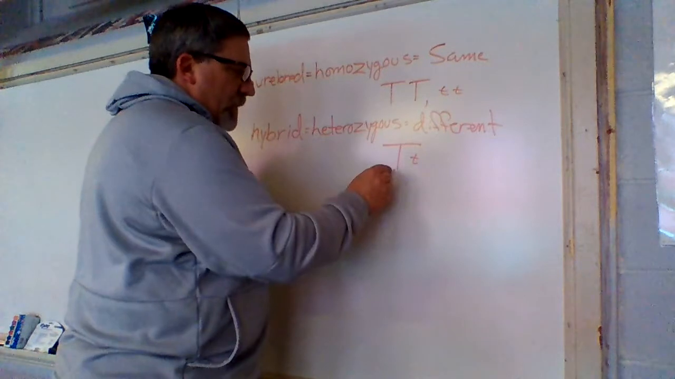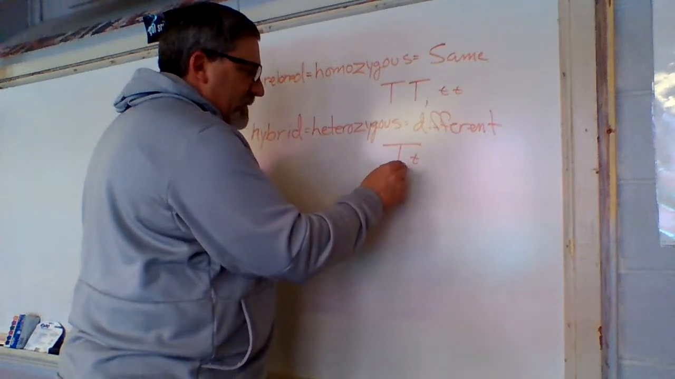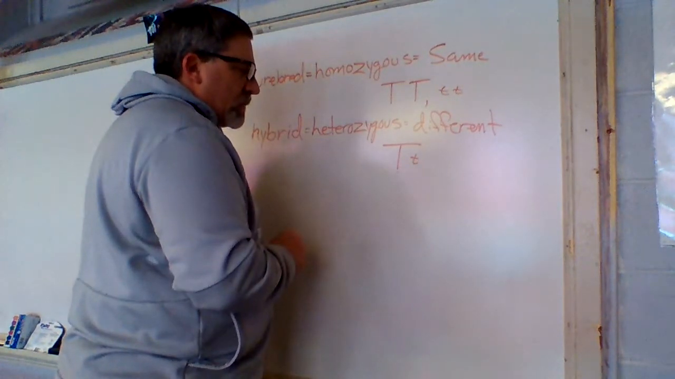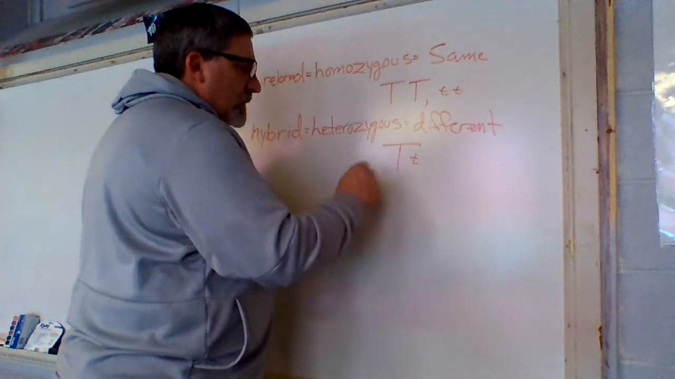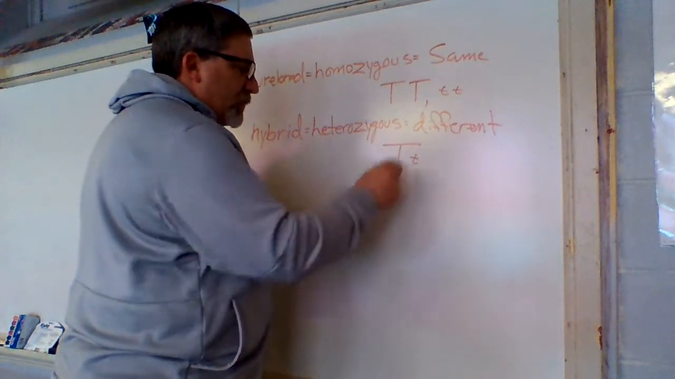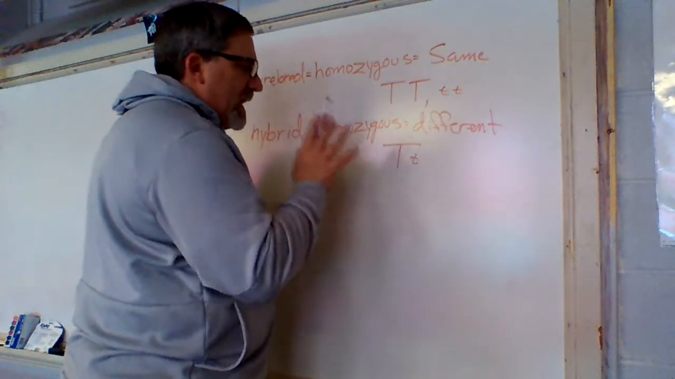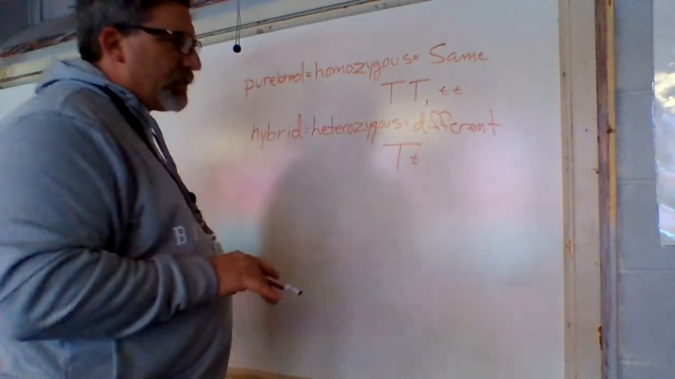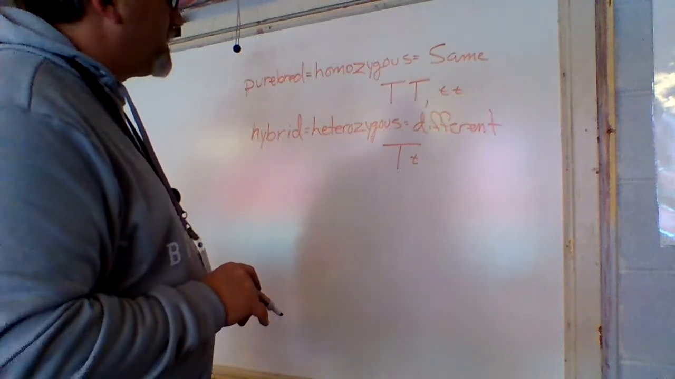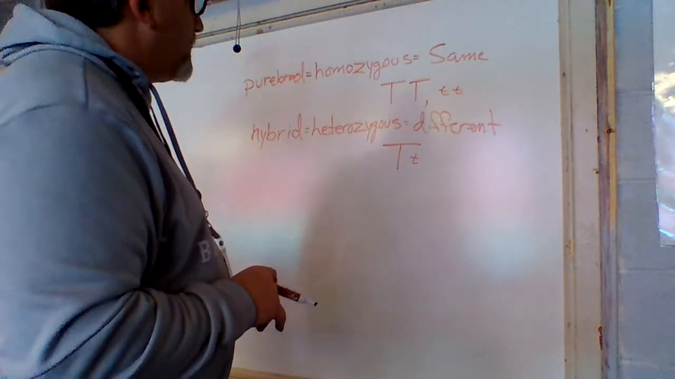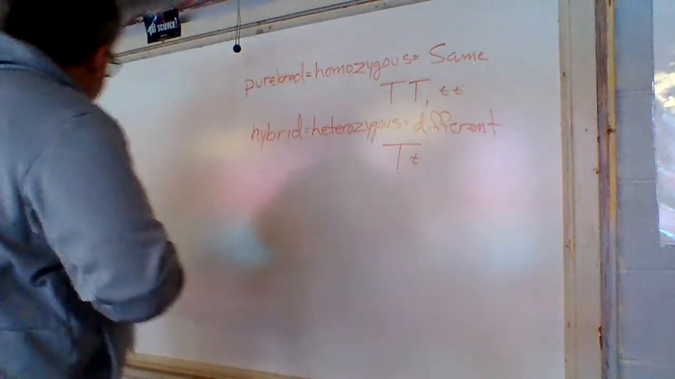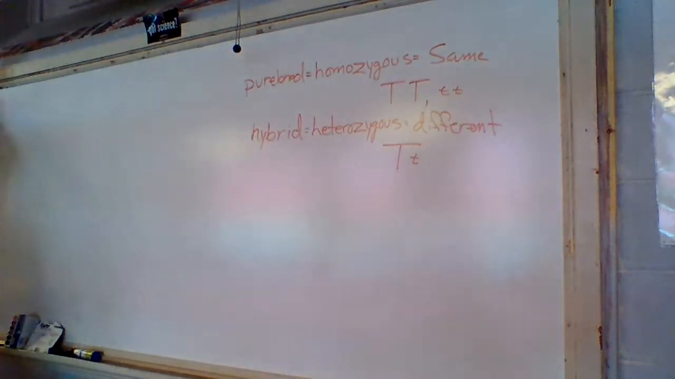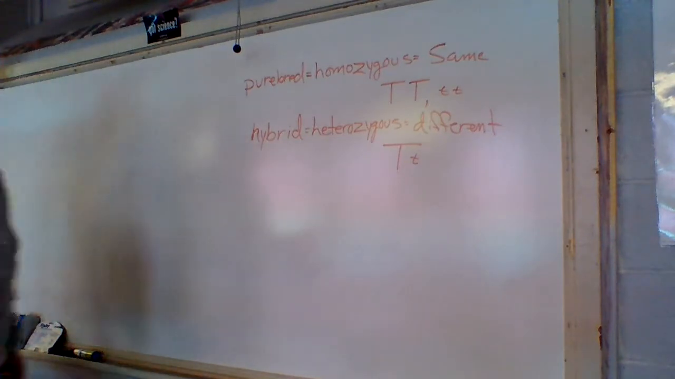Now remember, when dominant is present, it makes the recessive allele run and hide. So if this was tall and the little t were short, then the tall would show through because the little short would run and hide because it's recessive in the presence of the dominant T. All right, so there's a couple of things that you just need to remember as we go through and as we fill these in. Now, I'm going to do a couple of these for you here.